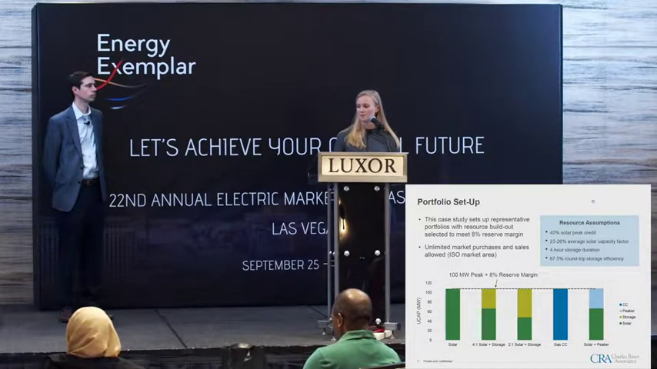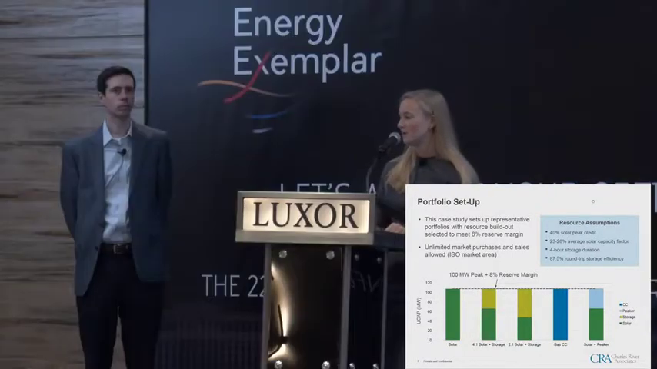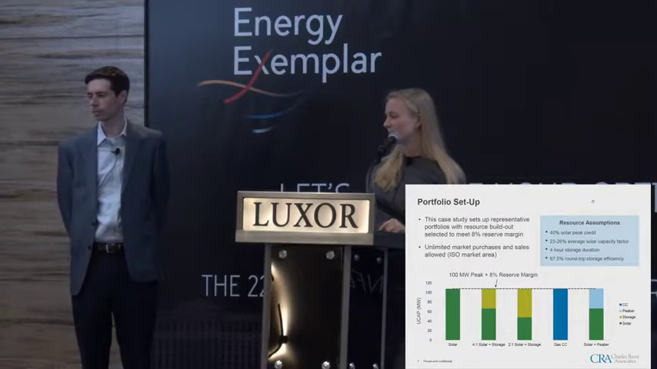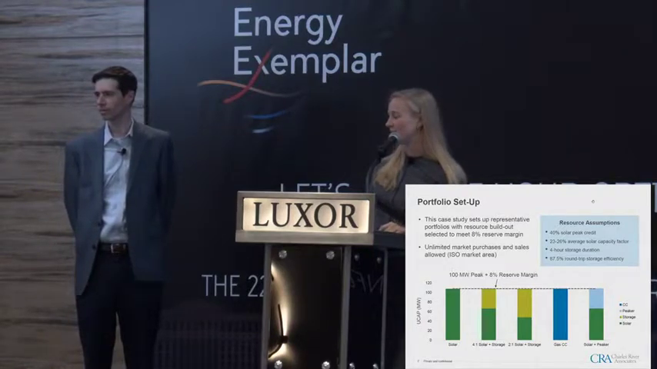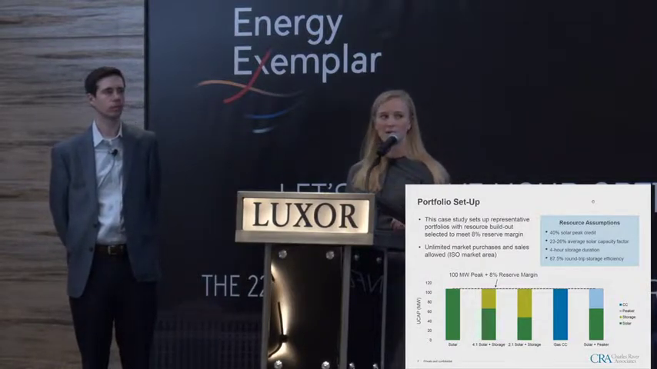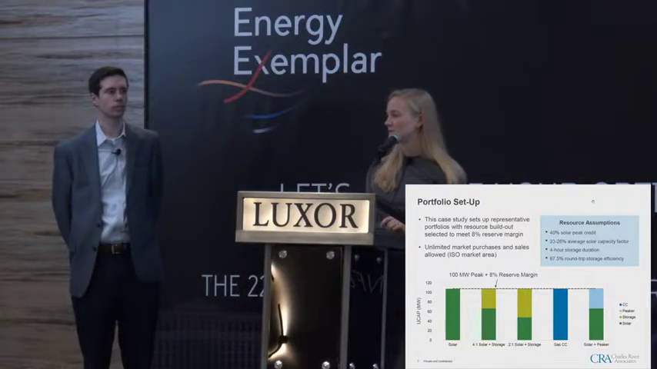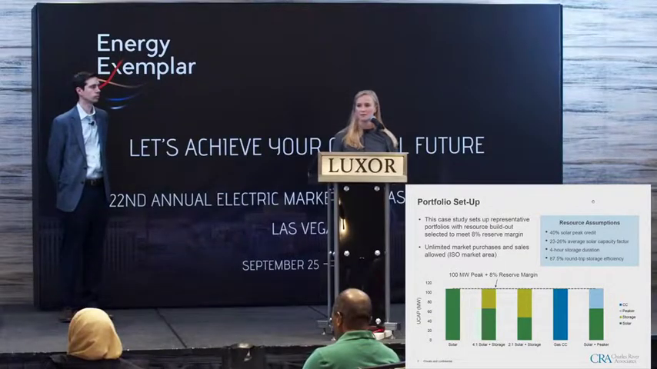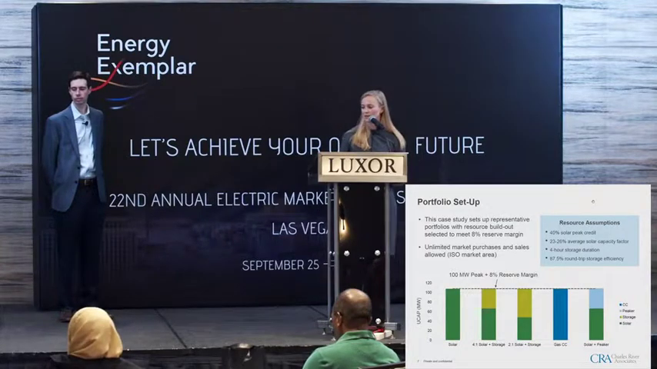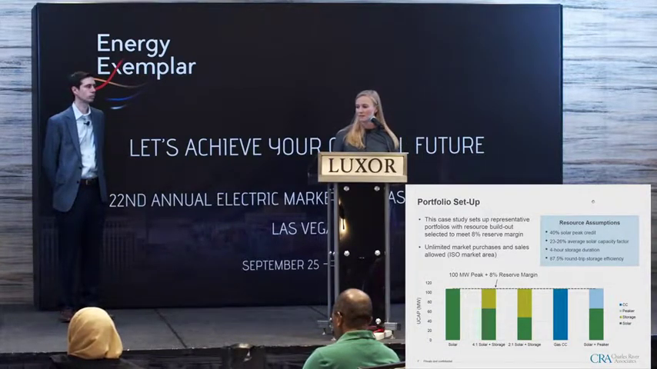There's also a few resource assumptions you can see we made. 40% solar peak credit, obviously subject to change. There might be some seasonal variation there, but that was the assumption we used. The random solar shapes don't come out exactly the same every single year, but they're all within about 23 to 26%. We also use 4-hour storage and 87.5% round trip efficiency for that storage.